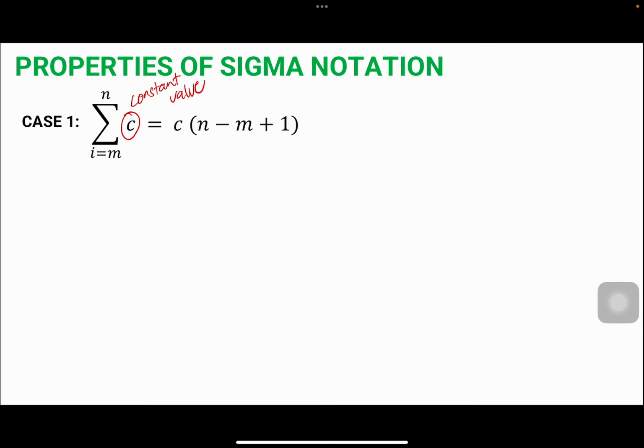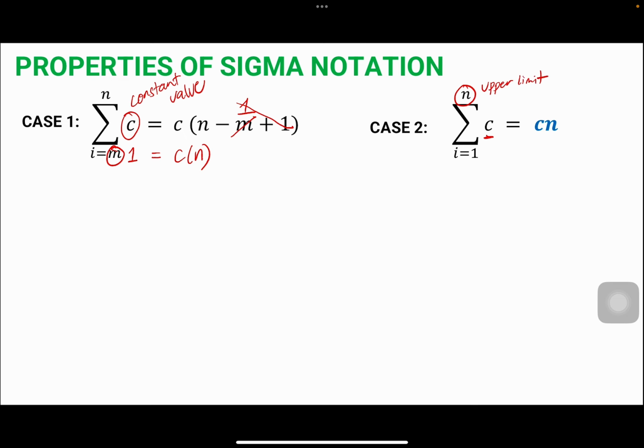So, what if, may case kasi minsan na yung I natin ay equal kay 1. So, kung yung M natin ay equal kay 1, so palitan natin to, ano mangyayari? So, 1 minus 1 plus 1 became 0. So, makakancel lang siya. Ang natira ay C times N, which is our second case. So, kapag daw yung summation natin na C ay nagmula kay 1 up to N, we will just multiply the C, which is yung value ng constant natin, times dun sa upper limit natin o upper boundary natin.